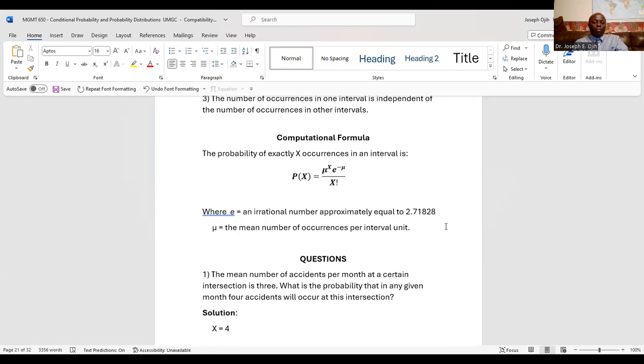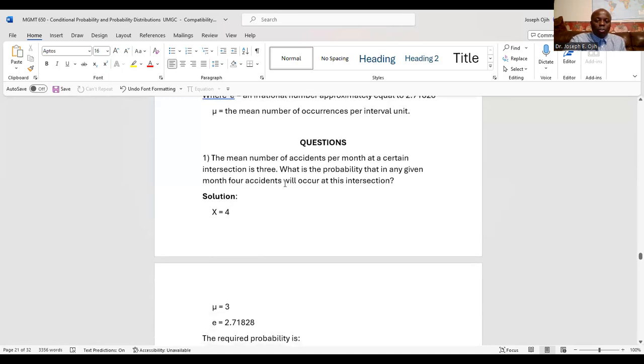Then this symbol mu represents the mean number of occurrences. Like I said earlier, the formula might look like a monster, but actually when you use it, you discover that it's not that bad. Now we'll be using Excel to do this, but let me show you the equation we're gonna solve here.